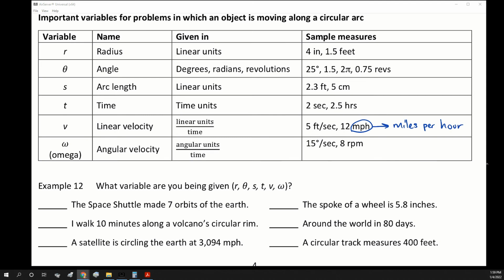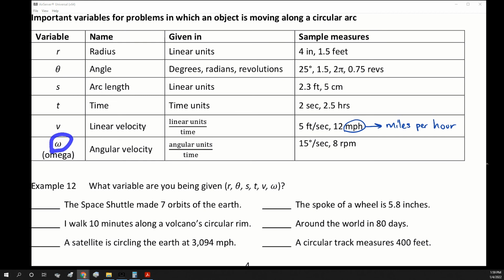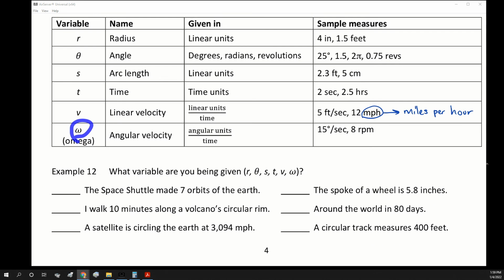All right. And then angular velocity is the new one. It's omega. This is a Greek letter, omega. And omega is going to stand for angular velocity. And it's going to be given in angular units over time, like 15 degrees per second. And then RPM. RPM is an angular velocity, and you've probably heard of it because most of you drive cars. But RPM stands for revolutions per minute.